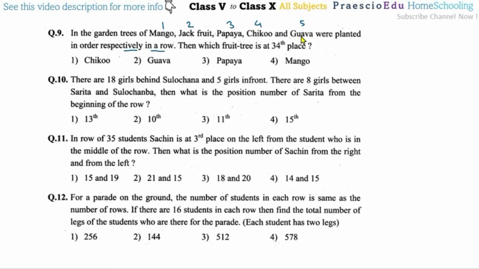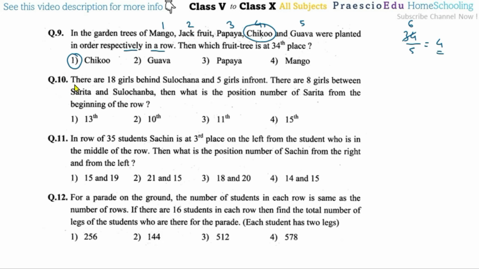So there are 5 trees, and we have to find the 34th place. So 34 divided by 5 gives 6 with a remainder of 4. After the 30th, which will be guava, comes the 31st, 32nd, 33rd, and then the 34th. So chiku will be at the 34th place. Chiku is given in option number 1.